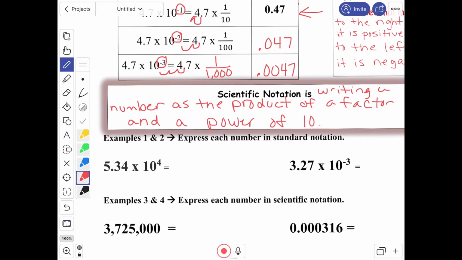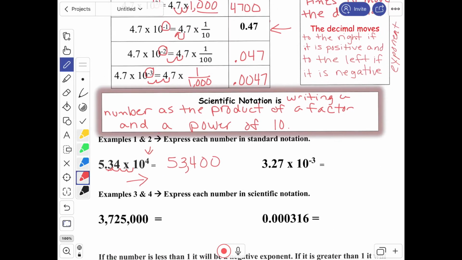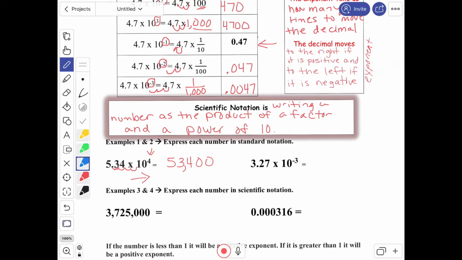Let's try some examples. We're going to express each number in standard notation. So remember, if it's positive, we move it to the right. So I'm going to move the decimal 4 spaces. 1, 2, and then I'm going to need 2 more zeros. So 5, 3, 4, 0, 0. On this one, it's negative, so we're moving it 3 spaces to the left, which means I'm going to need 2 zeros in front of it.